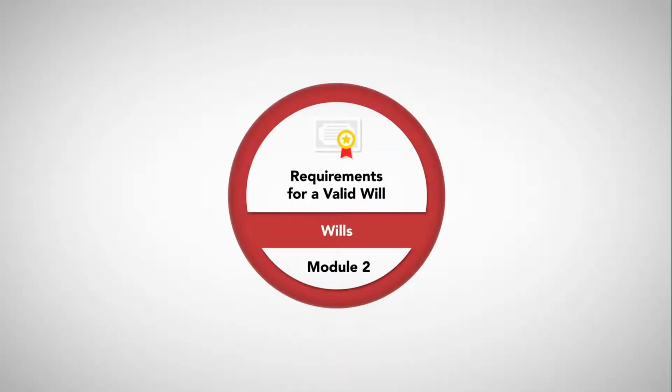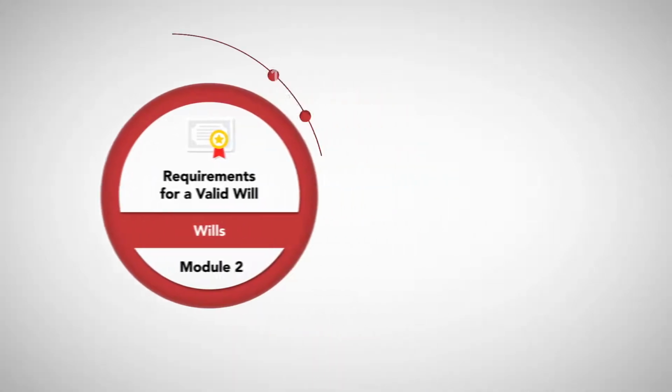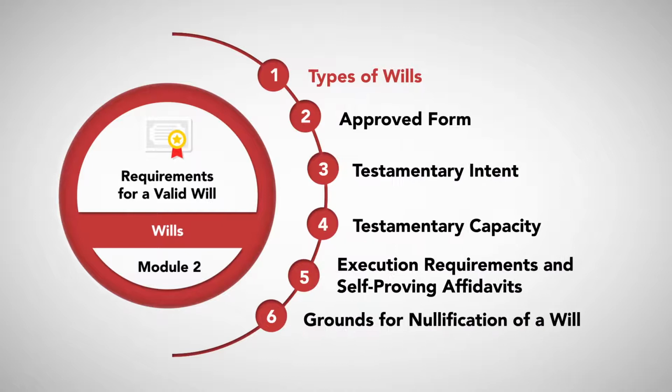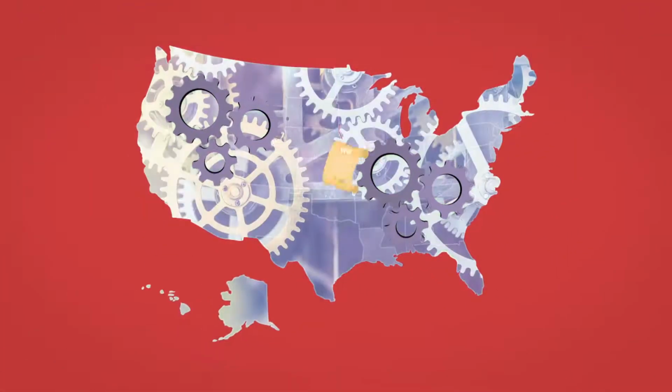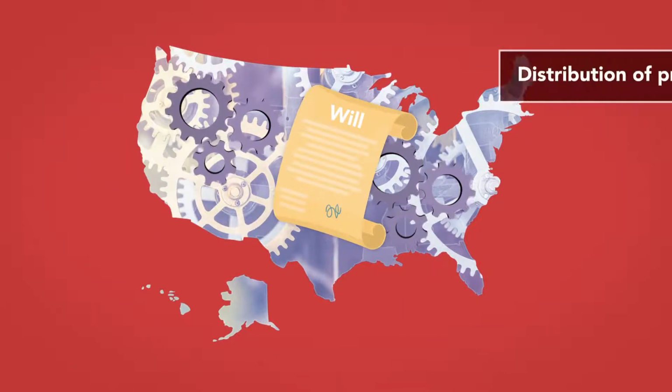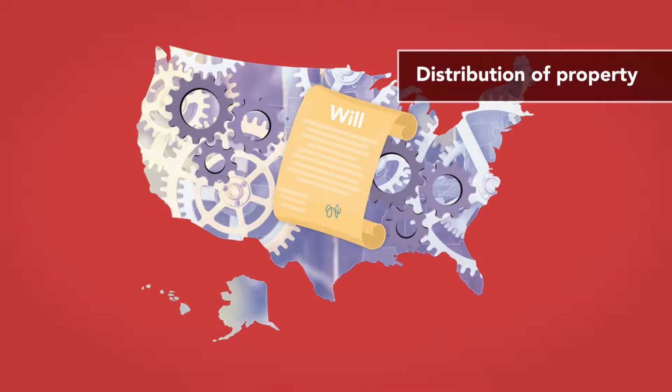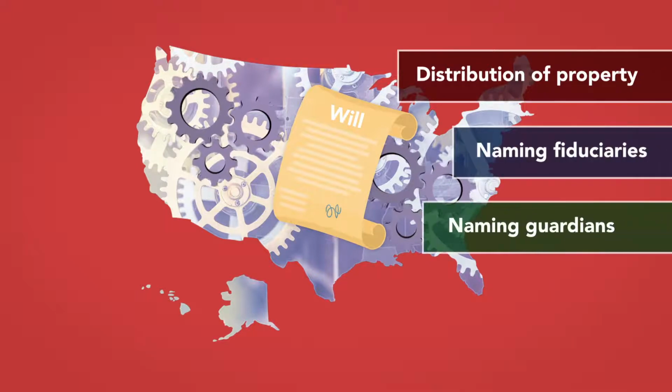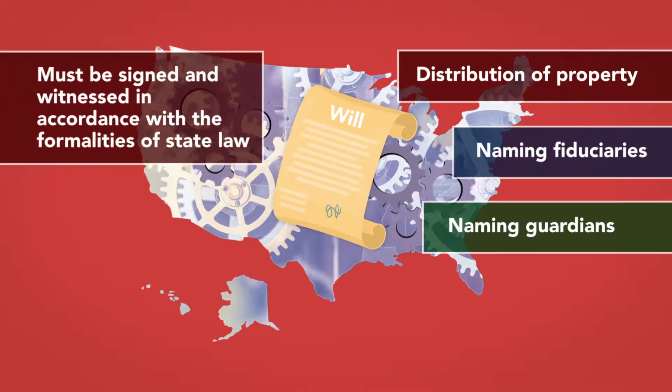Module 2. Requirements for a valid will. Types of wills. Every state provides a mechanism for creating a will that is valid and enforceable. Wills, which typically address such concerns as distribution of property, naming fiduciaries, and naming guardians for minor children, must be signed and witnessed in accordance with the formalities of state law.